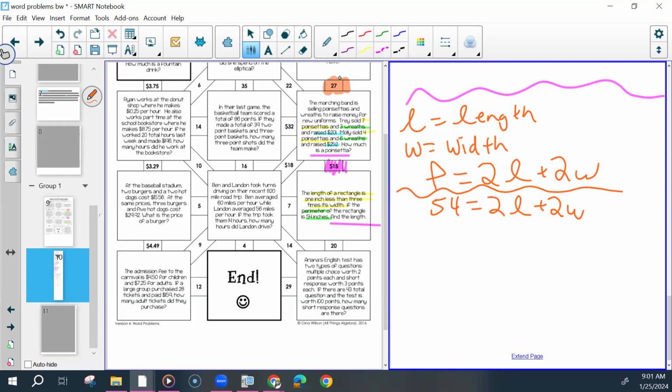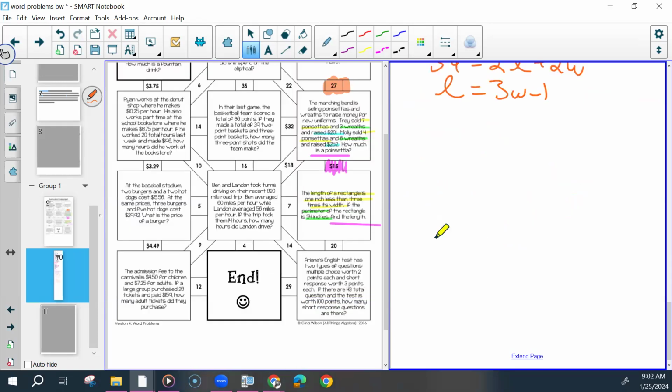Then we have to set up our second equation, which is going to be that first sentence. The length of a rectangle is 1 inch less than 3 times its width. How do we set that up? Lizzie. Yes, L equals 3W minus 1. Less than, you would put it at the end, and then 3 times the width, and it's talking about the length.